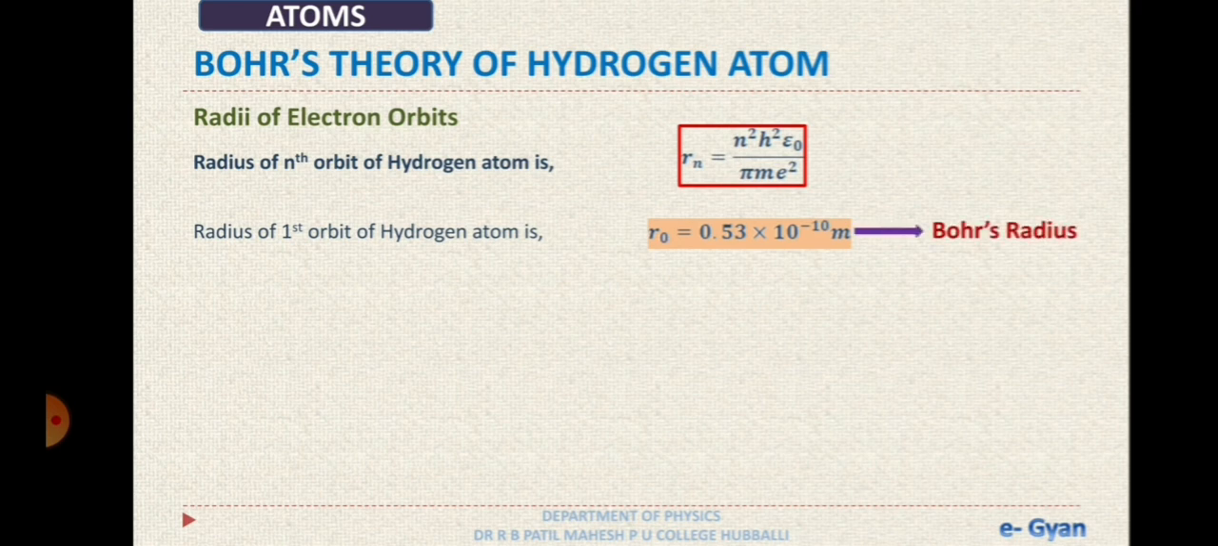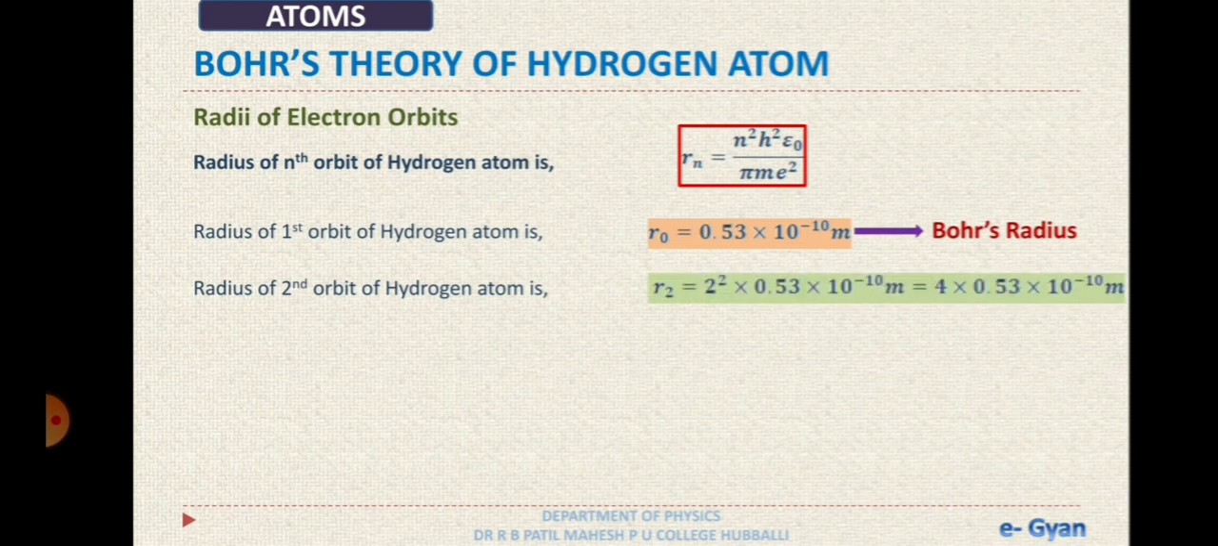So it is called Bohr's radius. Now the radius of the second orbit, R2, is equal to, now try to understand, rest all remain same. It is n square into R naught, so therefore we can write it as 2 square into 0.53 into 10 to the power of minus 10 meters, which is equal to 4 into 0.53 into 10 to the power of minus 10 meters. Hence the value becomes 2.12 into 10 raised to minus 10 meters.